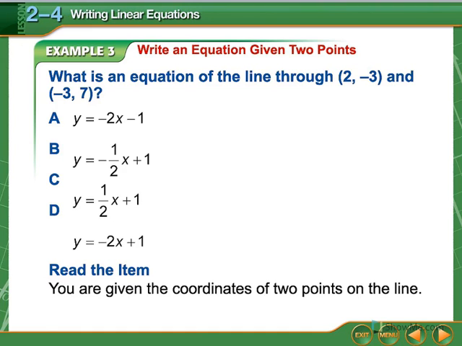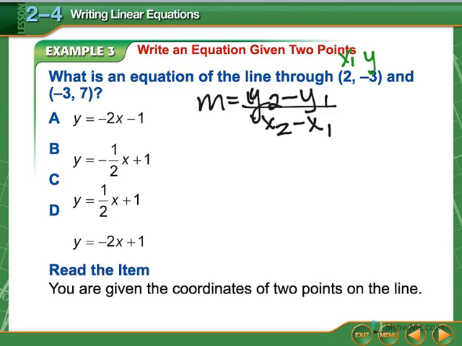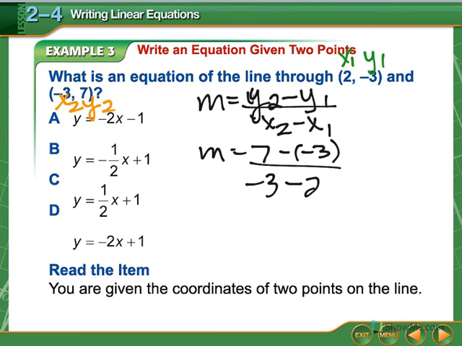Here, first we're going to find our slope, and we're going to treat this just like we did in the first problem. So first we find our slope, y2 minus y1 over x2 minus x1. I'm going to let the first point be x1, y1, and the second point be x2, y2. Again, it doesn't matter which one you let be which, just make sure you stay consistent. So we're going to get m is equal to 7 minus -3 over -3 minus 2. When you work that out, you get 10 over -5, which reduces to -2.